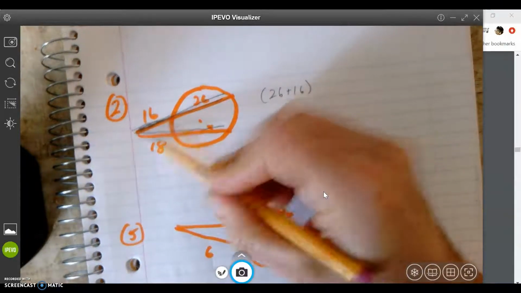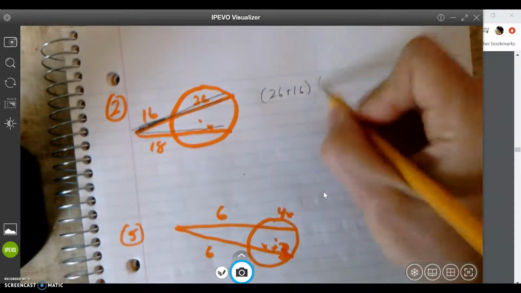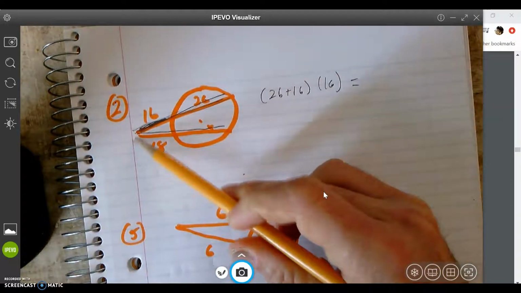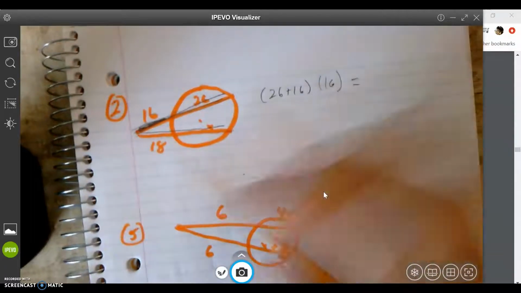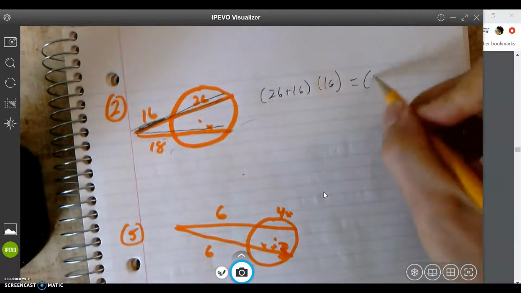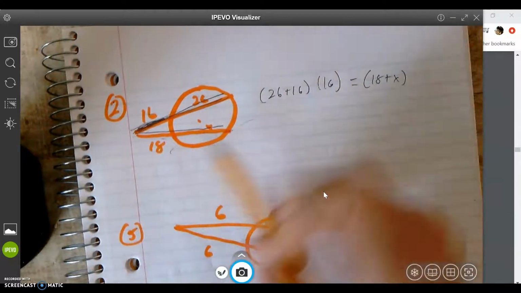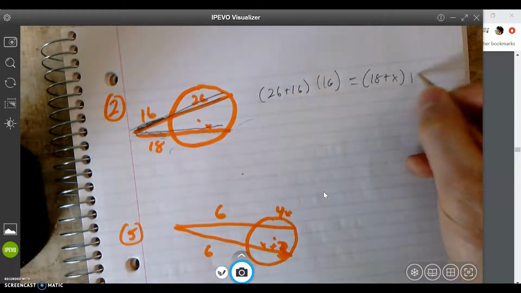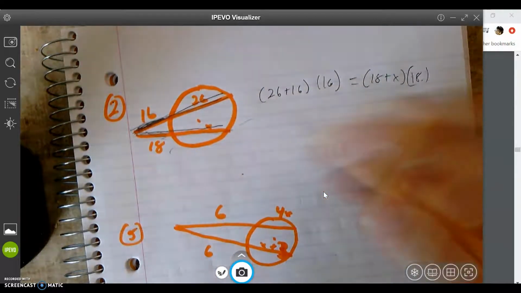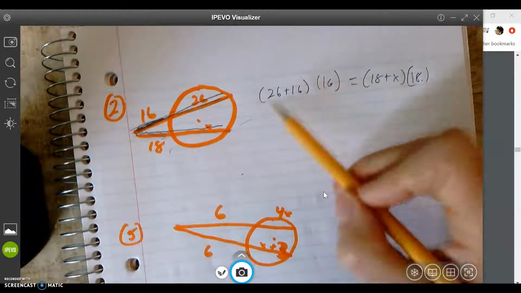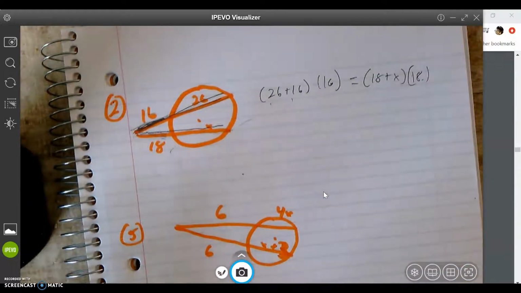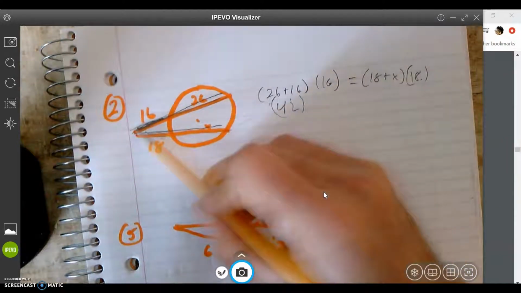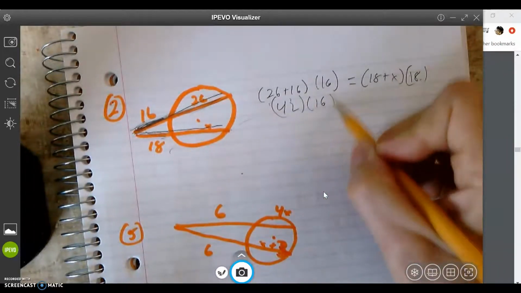times the smaller part here outside the circle, which is 16, equals the whole secant line here, which is 18 and x combined, 18 plus x, times just the part outside the circle, which is 18. So that was the first thing we did when we took down our notes. All right, 26 plus 16, let's simplify this. So that's 42.